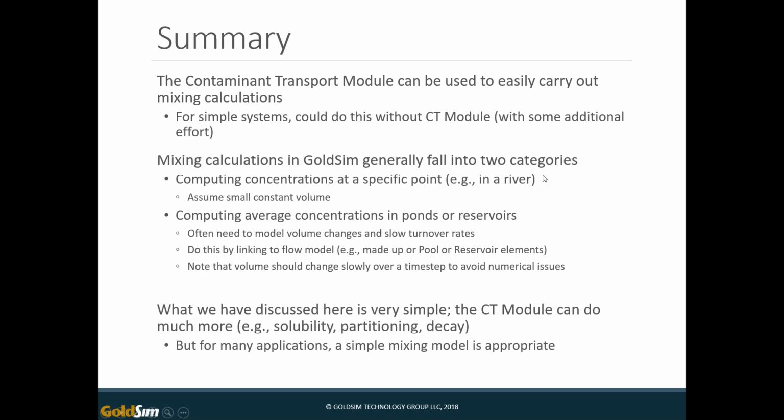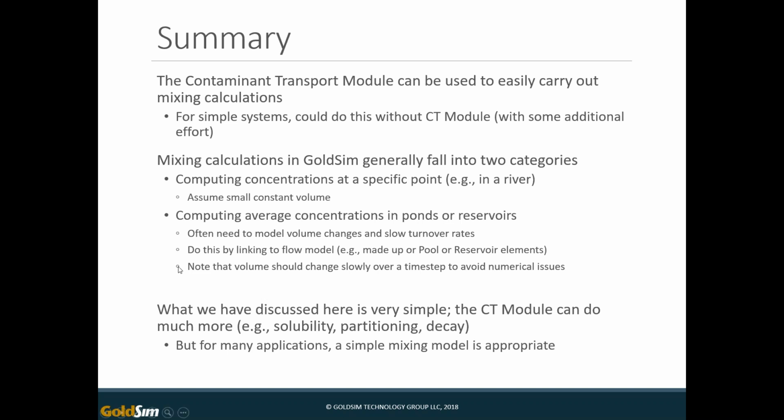And in that case, I set up mixing cells that are very, very small, and they represent basically an infinitesimal slice of the river, right? Right downstream of where various tributaries are mixing. So I want to know what the concentration is at this point in the river, right?